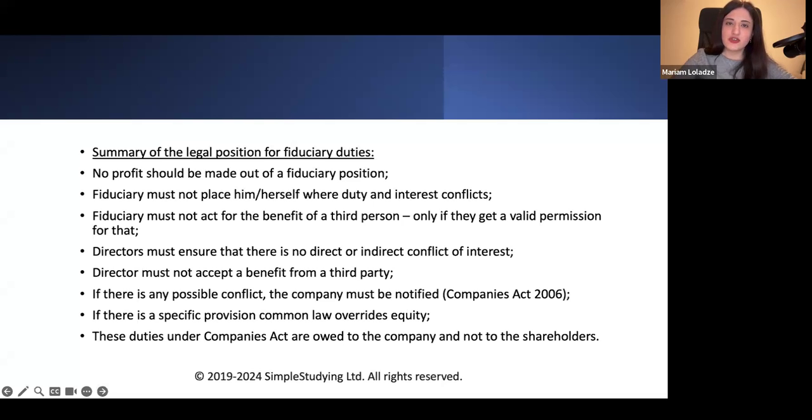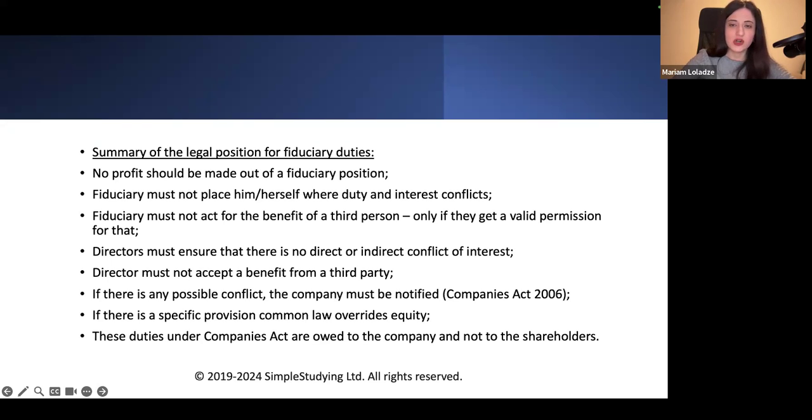Summary of the legal position for fiduciary duties. No profit should be made out of a fiduciary position. A fiduciary must not place himself where duty and interest conflict. A fiduciary must not act for the benefit of a third person, unless they get valid permission for that.